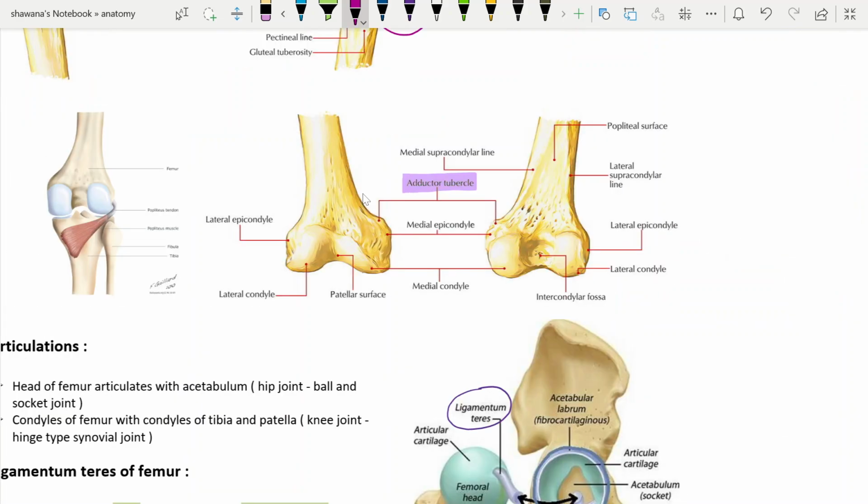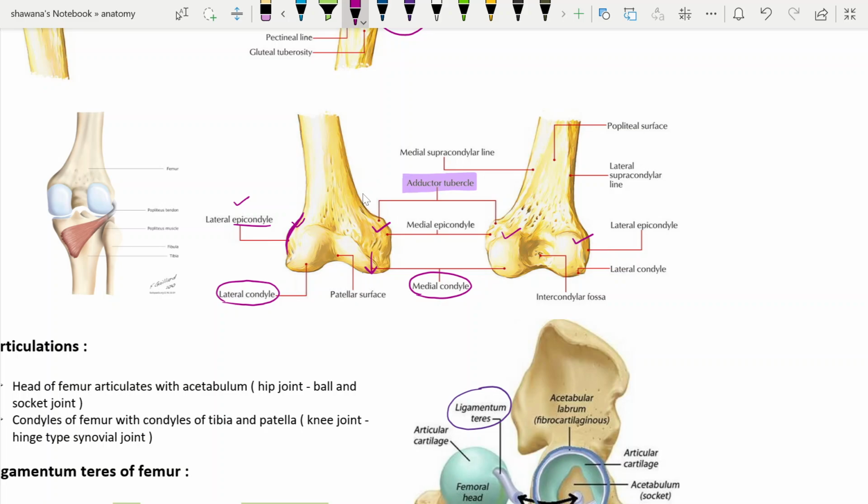It consists of the lateral condyle and the medial condyle. The medial condyle, as you can see in this diagram clearly, is directed more downwards than the lateral condyle, and both these condyles also contain epicondyles. Epicondyles are the areas which are slightly upwards to the condyles. So these are the epicondyles, this one, and these are the condyles.